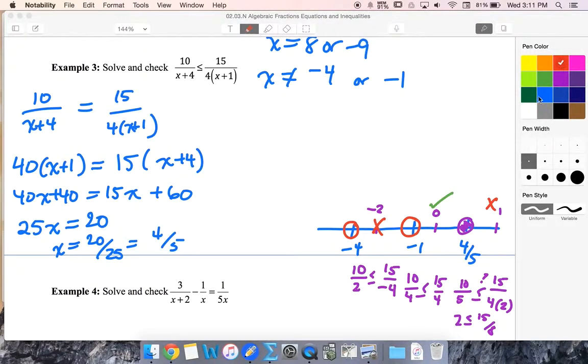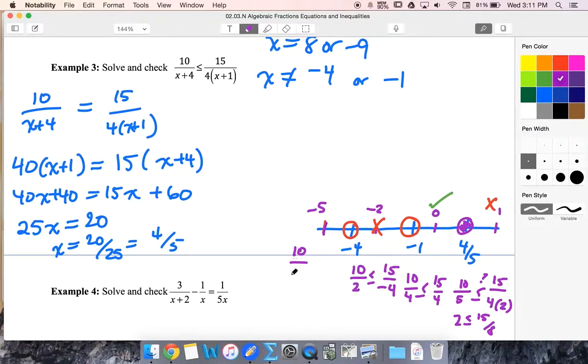Testing another number, I've got negative 5 here. Oops, didn't switch to purple. Negative 5 to test. So 10 divided by negative 1, less than or equal to 15 divided by negative 16. I think that's right. Negative 5 plus 1 is negative 4. All right, so negative 10, definitely smaller than negative 15/16. So this area is also true.